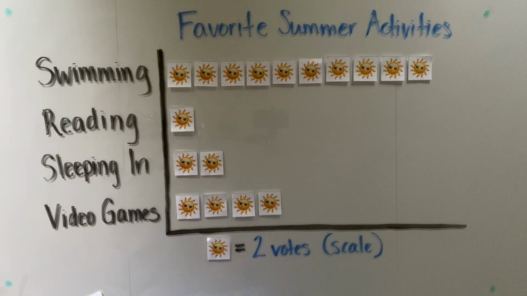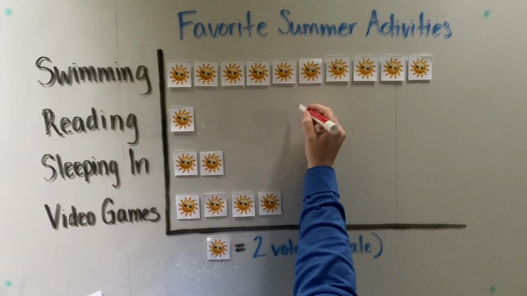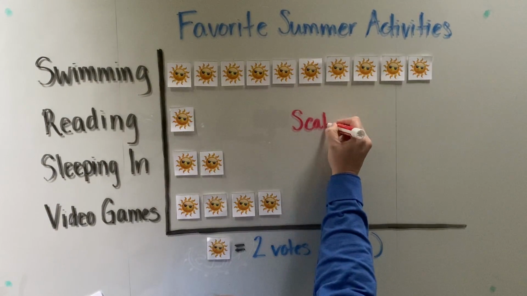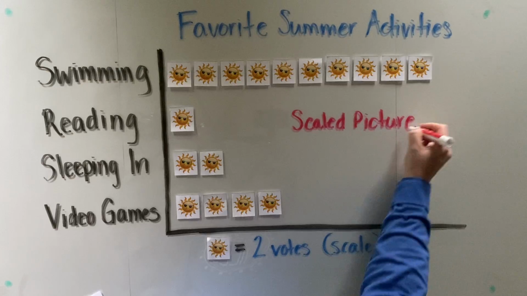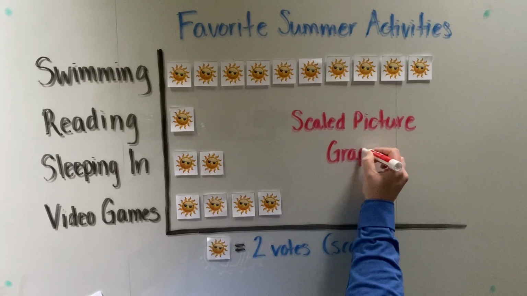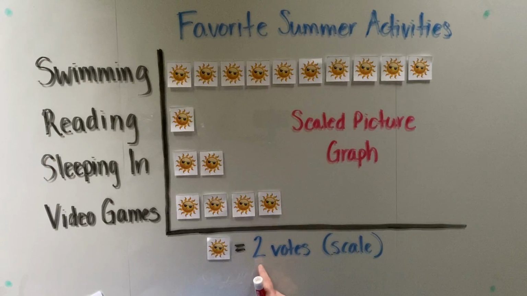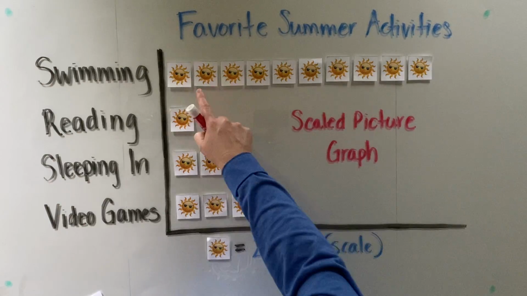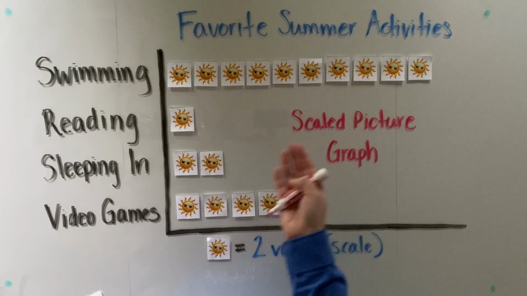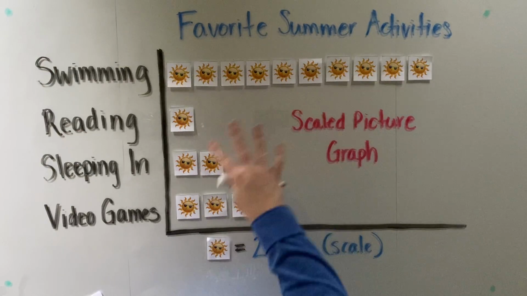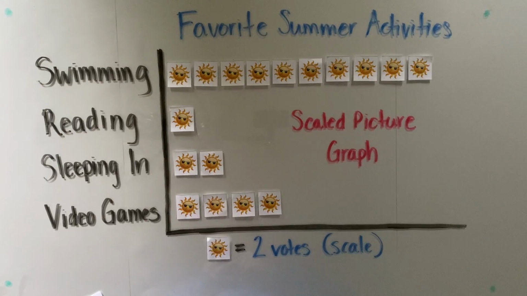So there it is. There's our scaled picture graph. Write that here just as a reminder. Scaled picture graph. It's scaled because we used the pictures and we said how many votes each picture was worth. It's a picture because it's actually using a picture to represent the votes. And it's a graph because it's organized data. This makes information easy to interpret. Also, we've given it a title that tells what this information is truly expressing.